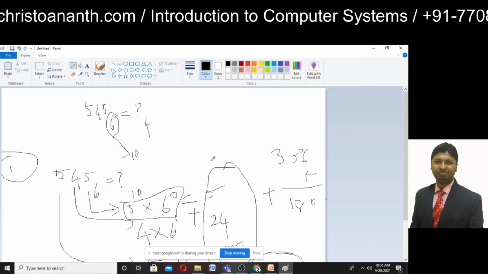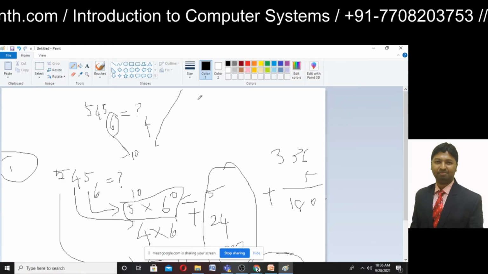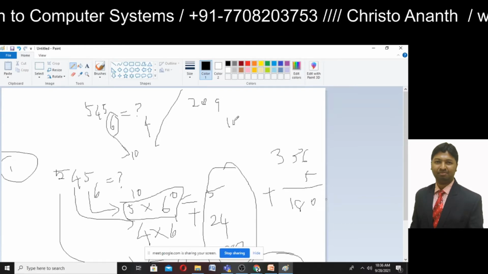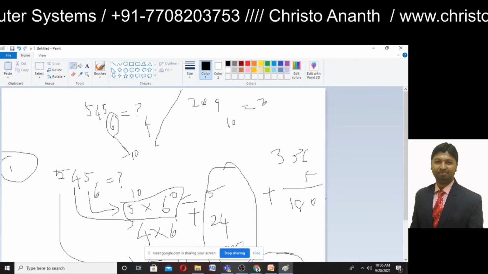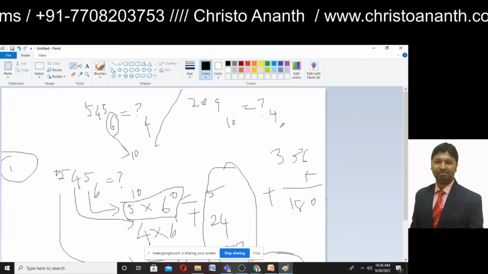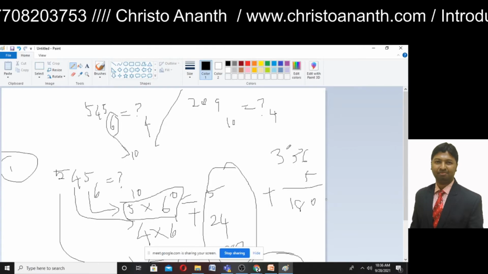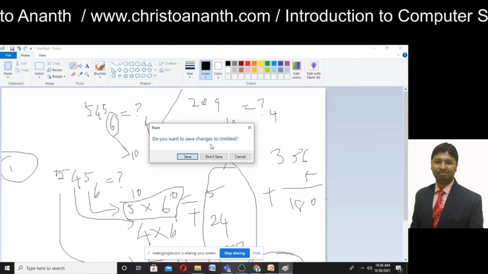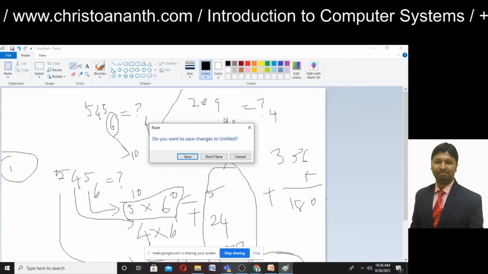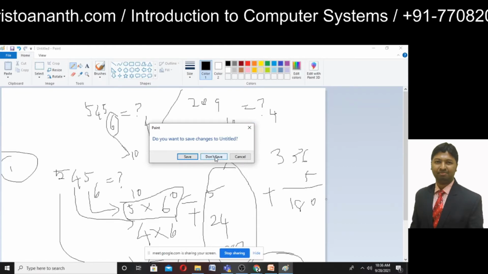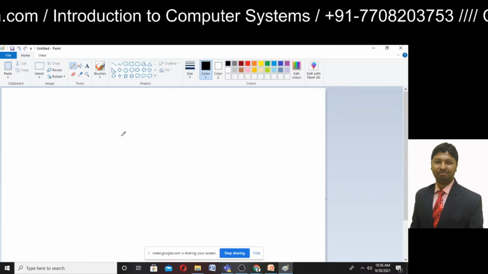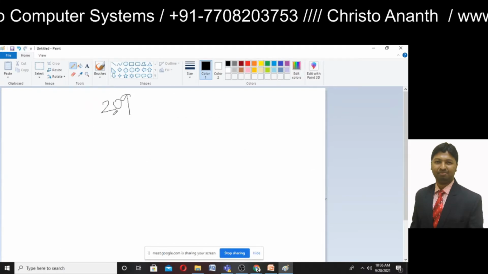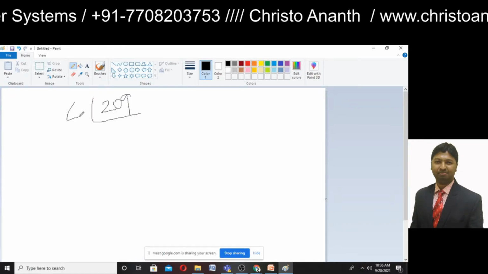Okay. Next one, what do you do? 209 to the base 10 equal to what to the base 4? Can we move to the next one? 209 to the base 10 equal to what to the base 4?